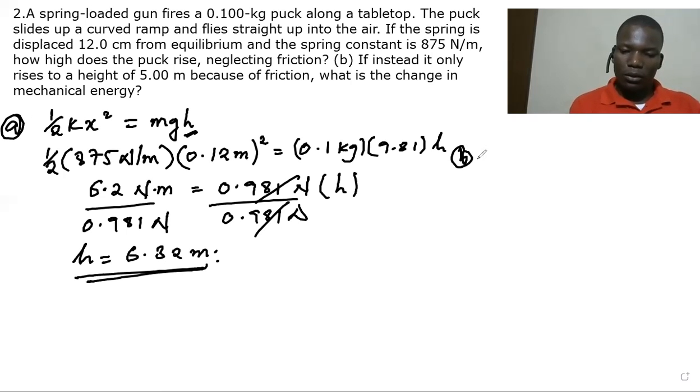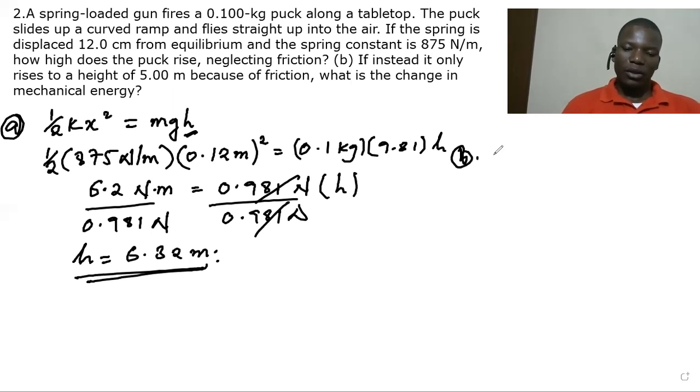And then we go quickly to question B, which says if instead it only rises to a height of 5 meters because of friction, what is the change in mechanical energy? So when we have another force that is introduced, like in this case, the friction force, we're going to use the work energy theorem. The work energy theorem is to calculate what we want to calculate.